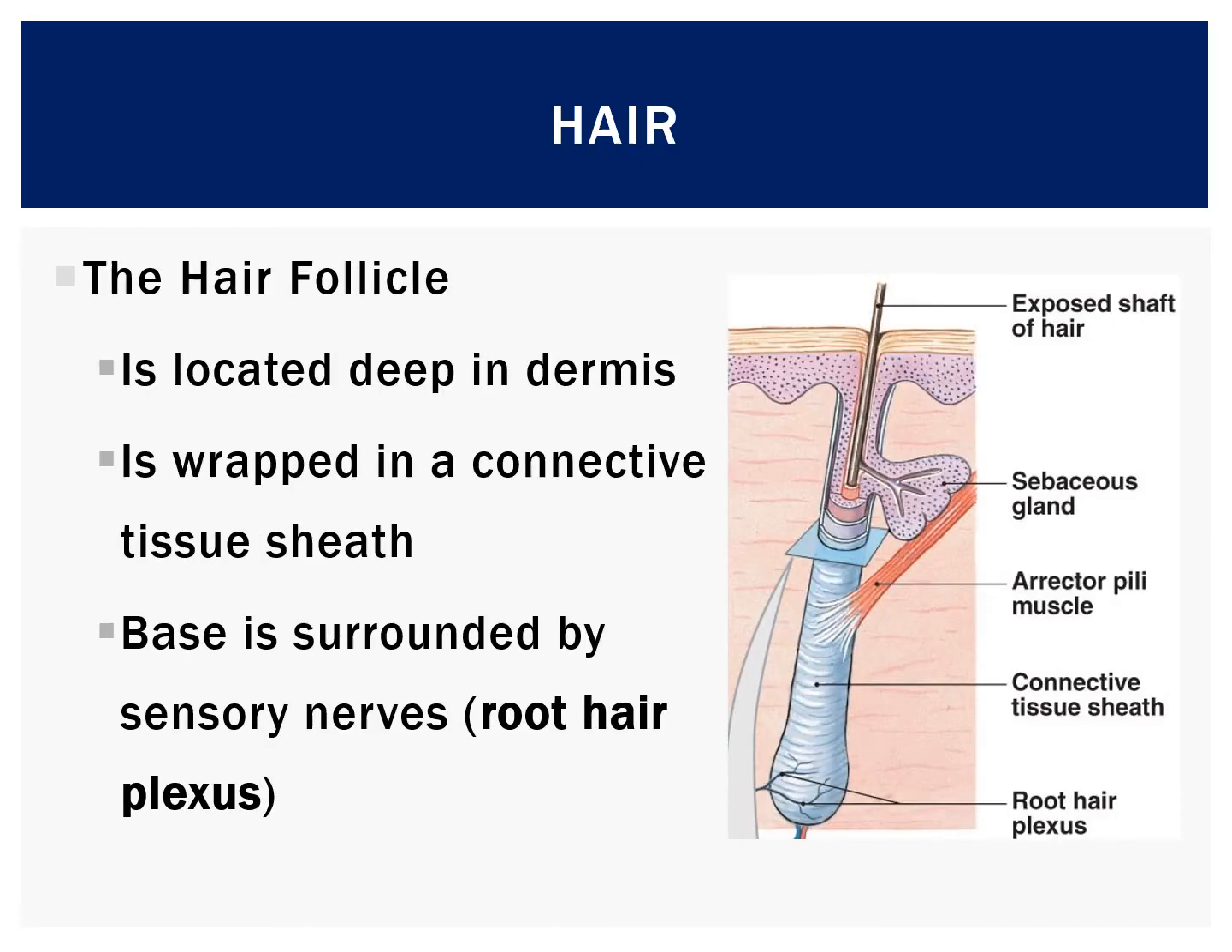This is an image of a hair follicle. The hair follicle is wrapped with a connective tissue sheath and is located in the dermis. The base of the hair follicle has a root hair plexus. You can see in the image here the location of the root hair plexus, which is a sensory nerve. That's why the hair can be responsive to light touch.